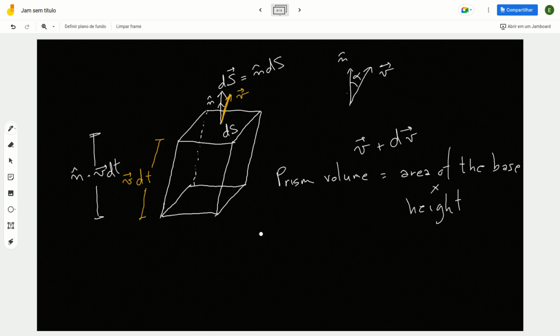So the volume, let's call the volume just d3r. That's the space of this volume. It's the area of the base, ds, times the height. Height is n dot v dt, right? But n ds is arrow ds, right? You may write it like this, v dt. One way or the other.